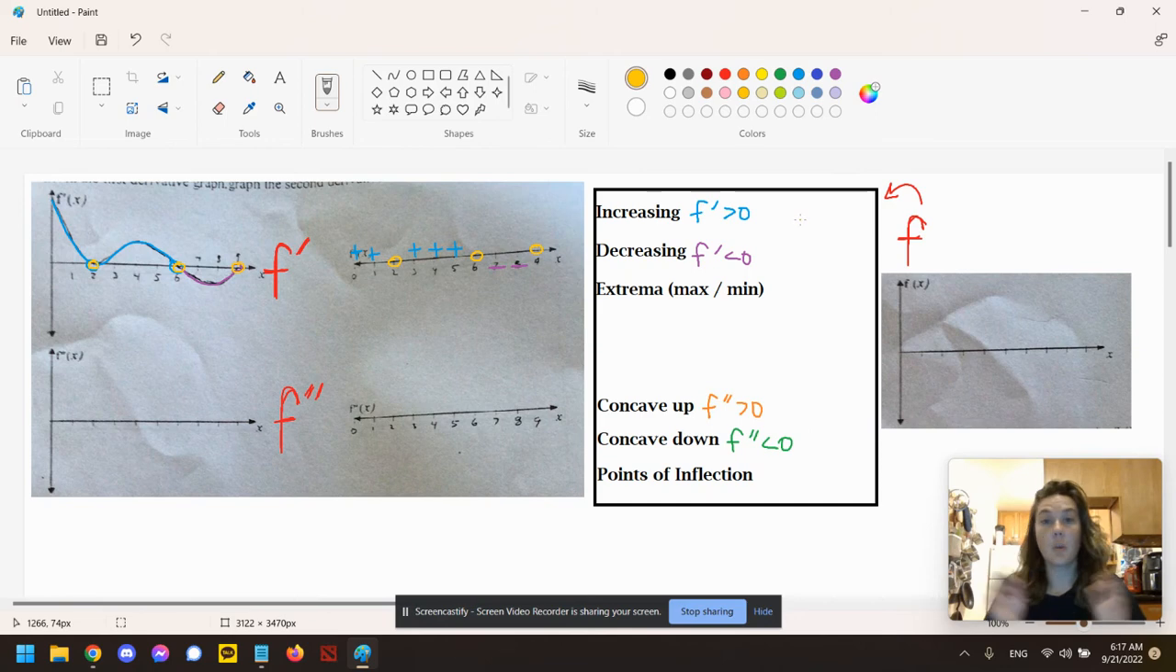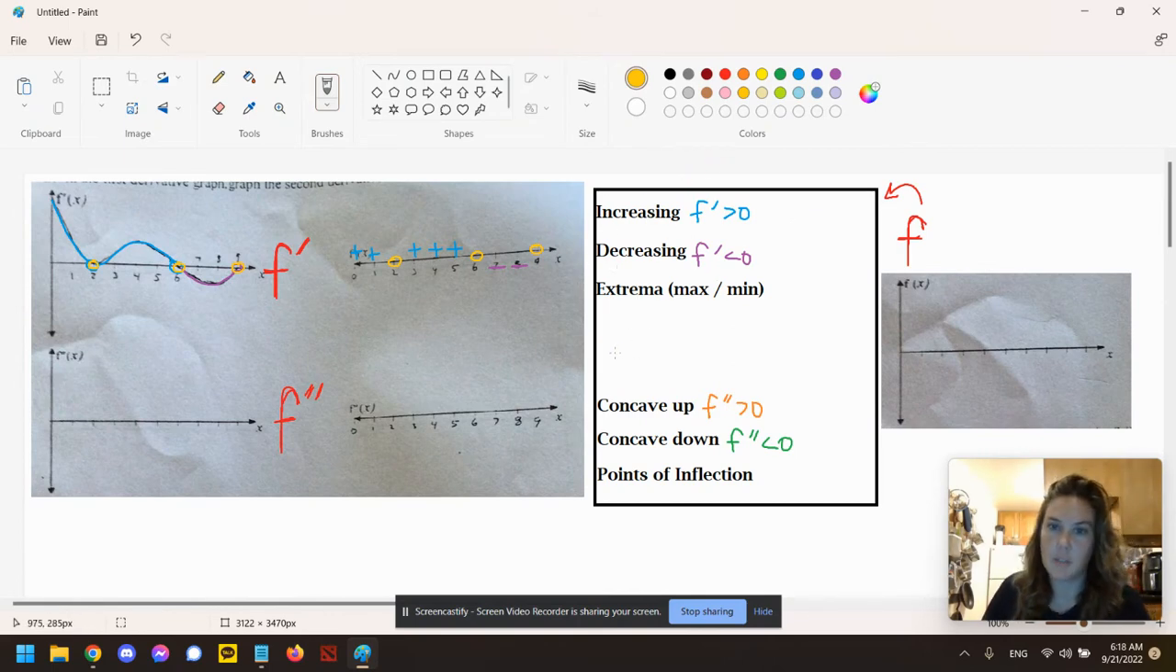Okay, so far what I've done, I haven't looked at the slope of anything, I haven't looked at the concavity of anything. I've simply looked at the value of f prime, right? How far above or below the x-axis it is. And I've noticed when f prime is positive and when f prime is negative. Nice. Now we're going to label our extrema.